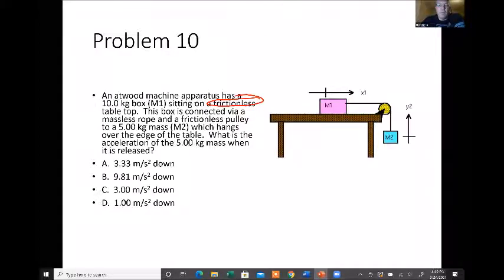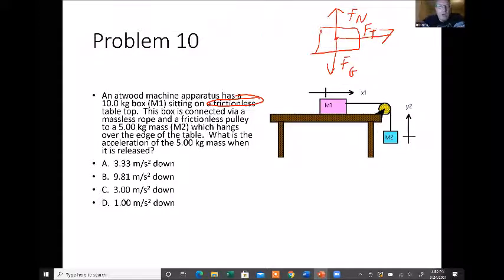If we think about box 1 up here, if we free body diagram box 1, it has a weight acting down on it, a normal force acting up on it, and a tension force acting to the right on it. That tension force is the net force acting on it. And really, if you think of the whole system, that's the best way to think of this.